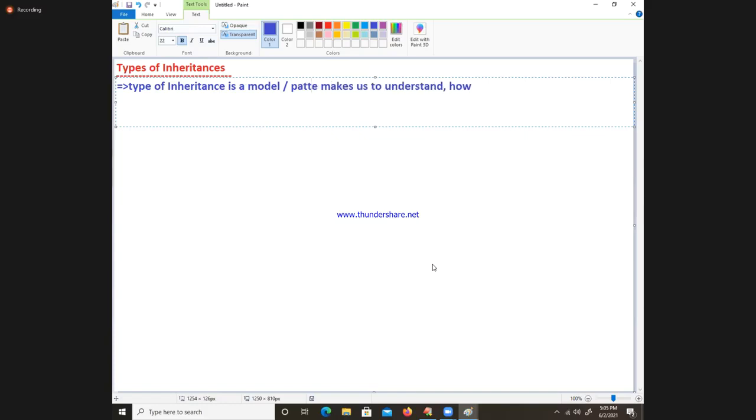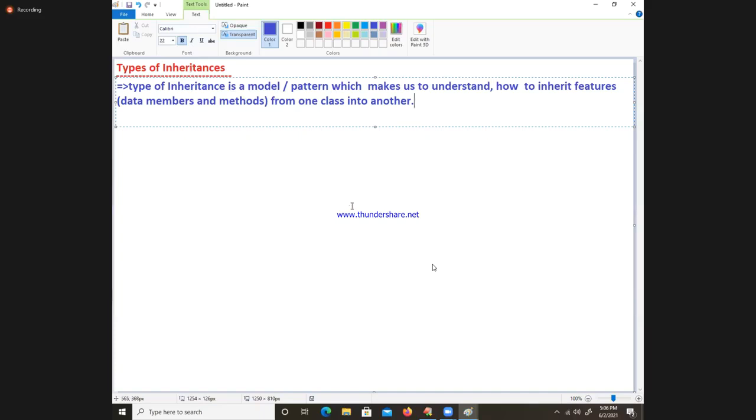It is one type of pattern which helps us understand how to inherit the features. Features means what? Data members and methods, from one class into another class. Type of inheritance is called one model.